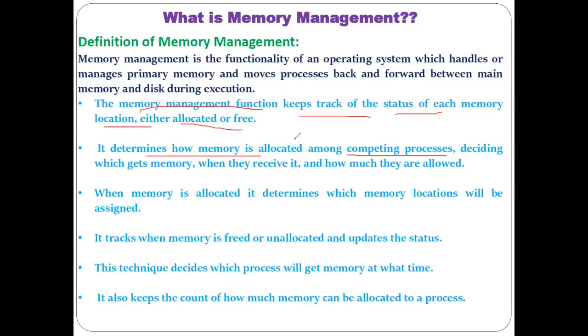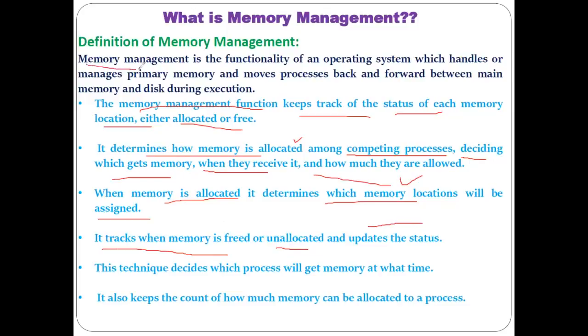Okay, so the same thing I have written here. It determines how memory is allocated among the computing processes, deciding which one gets the memory, when they receive it, and how much memory they are allowed. Okay. When memory is allocated, it determines which memory location will be assigned, according to the empty memory locations. Also, the memory management function keeps track of when memory will become free, and which memory locations are unallocated. Updating the status of all these things is done in the memory management function.